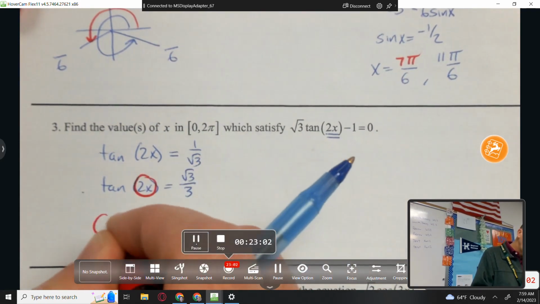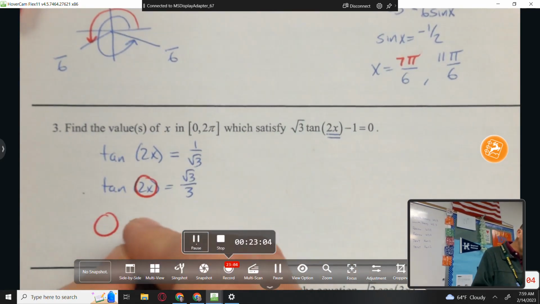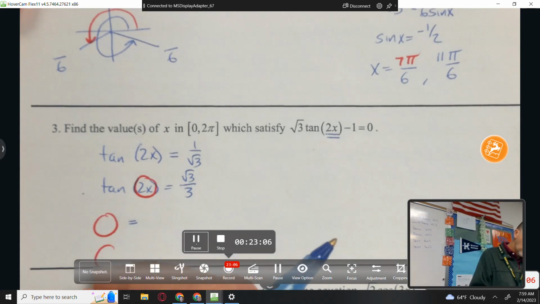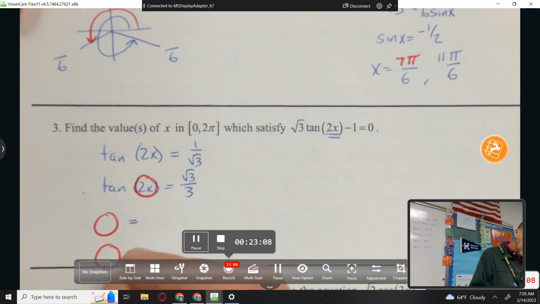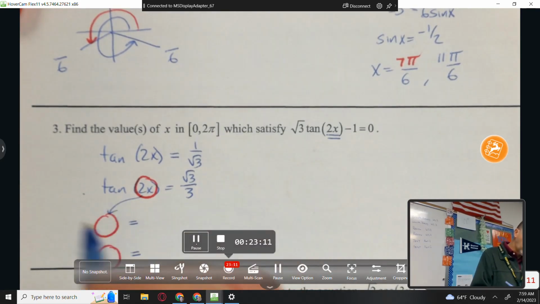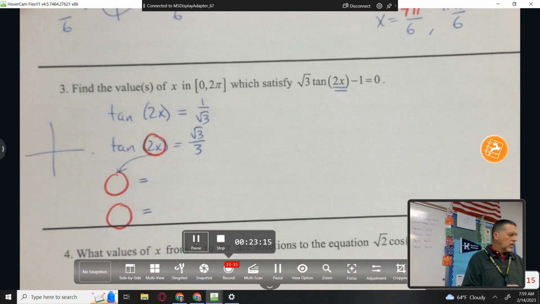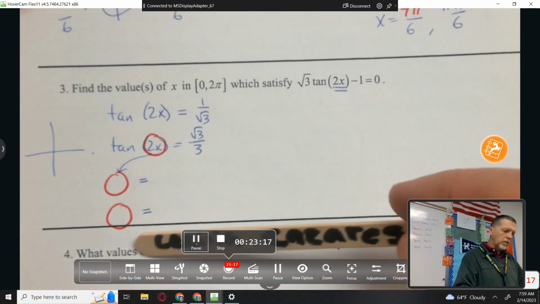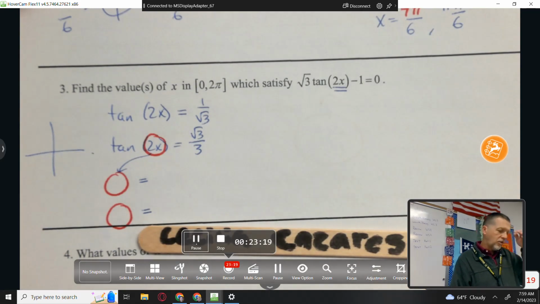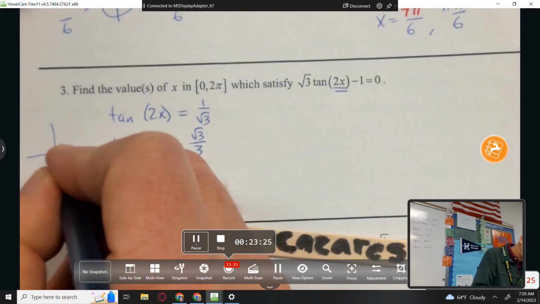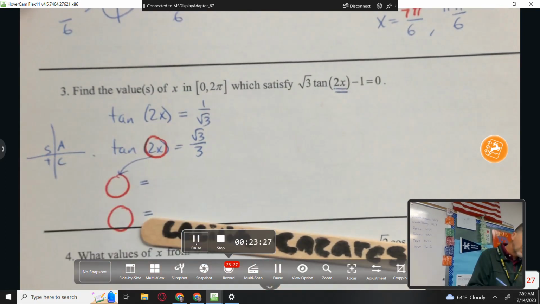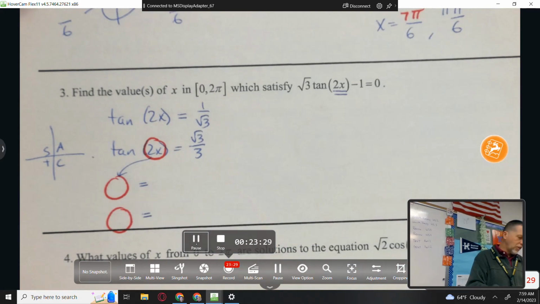So if the tangent of something equals root 3 over 3, let's just ignore the 2x for now. Let's see, where is the tangent positive? Cecilia, what quadrants have a positive tangent in them? The first and the third. Okay, so I need to be in the first and the third. Maybe I should have asked this first.